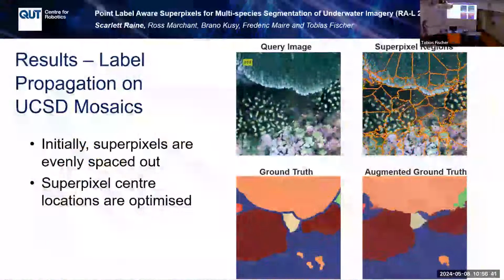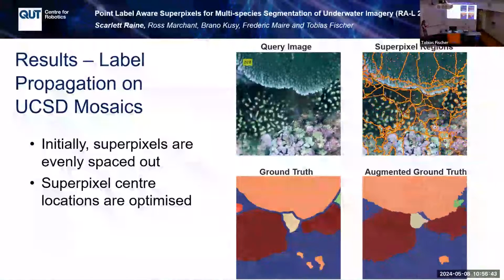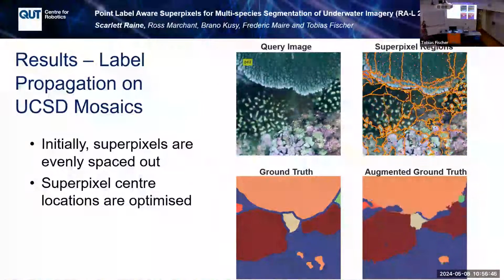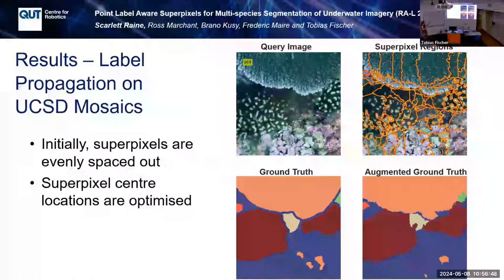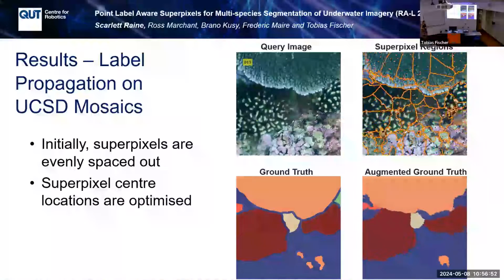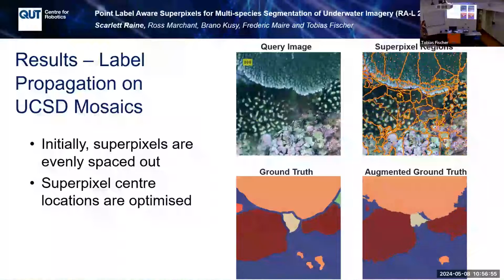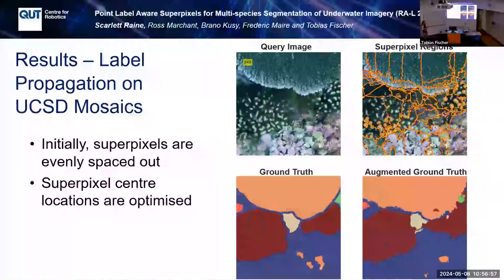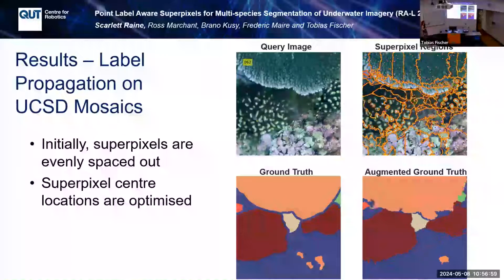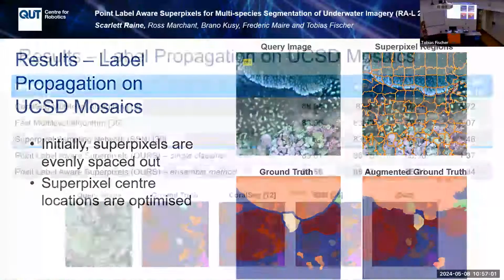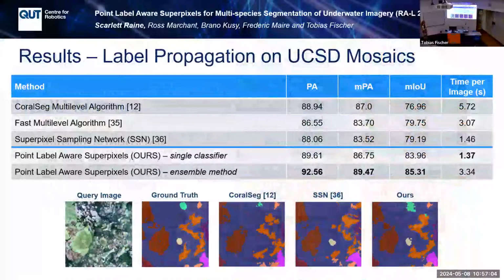So here we can see the superpixels at work. Initially, the superpixels are more evenly spaced out in the frame, and then as those superpixel centers are optimized, the superpixels can cluster where the image is more complex or spread out if the image is more simple. So we can see that here we have a really accurate augmented ground truth. With this approach, we improve on the prior state of the art from 10% to 85%, and we also improve on the computation time per image as well.